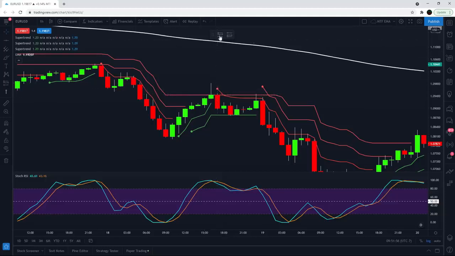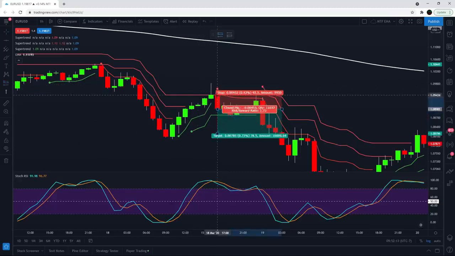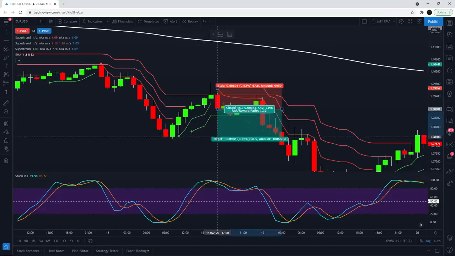So in this example, we have price under the 200 EMA, we get an overbought stochastic RSI, a cross down on this candle, and 2 super trends above this entry candle. So we can take a short here, and the stop loss is going to be 2 super trend lines above where our entry candle is, targeting 1.5 times the risk.